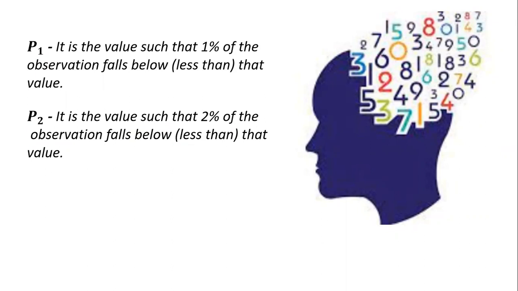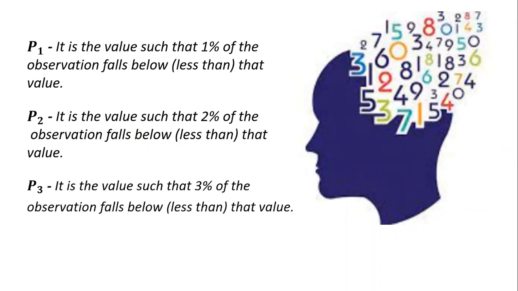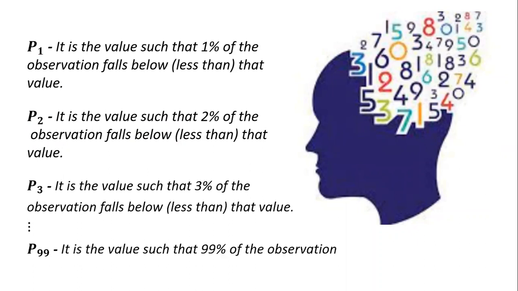The second percentile is the value such that 2% of the observations fall below that value. Same goes with the third percentile: it is the value such that 3% of the observations fall below that value, and so on and so forth up to the 99th percentile, the value such that 99% of the observations fall below that value.